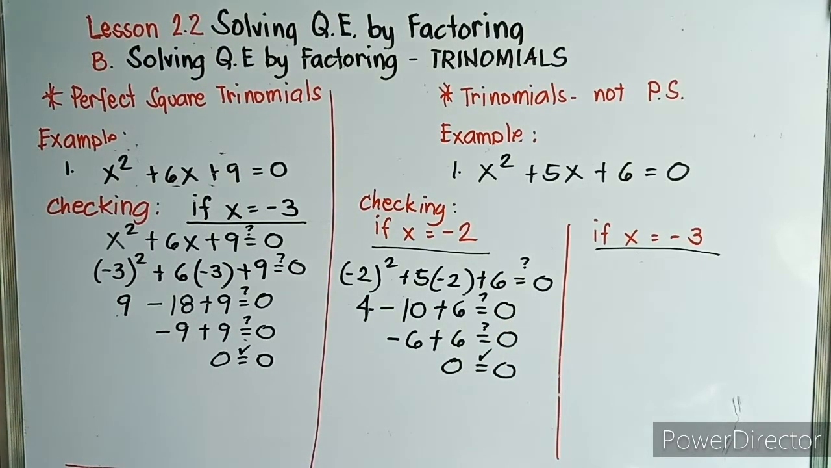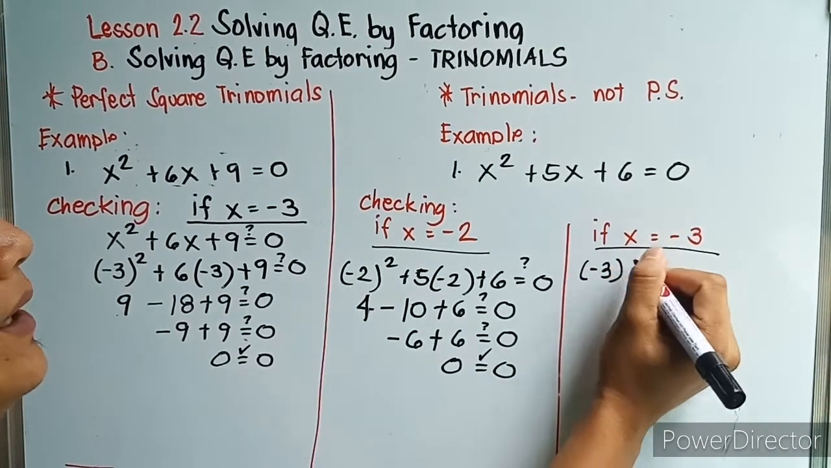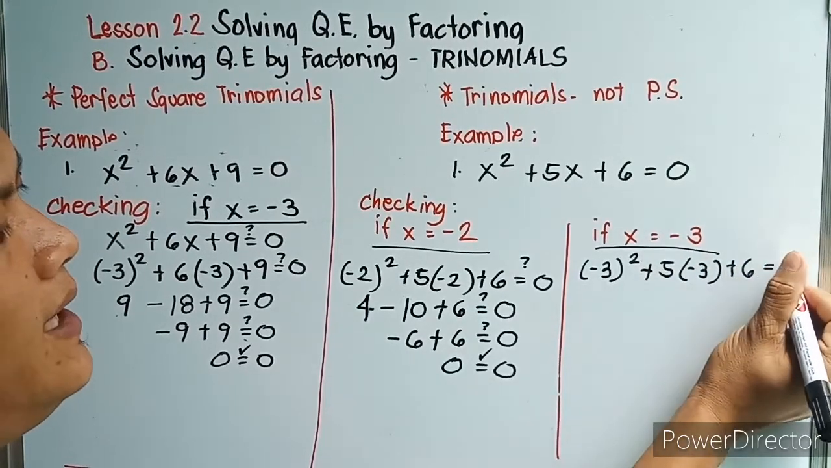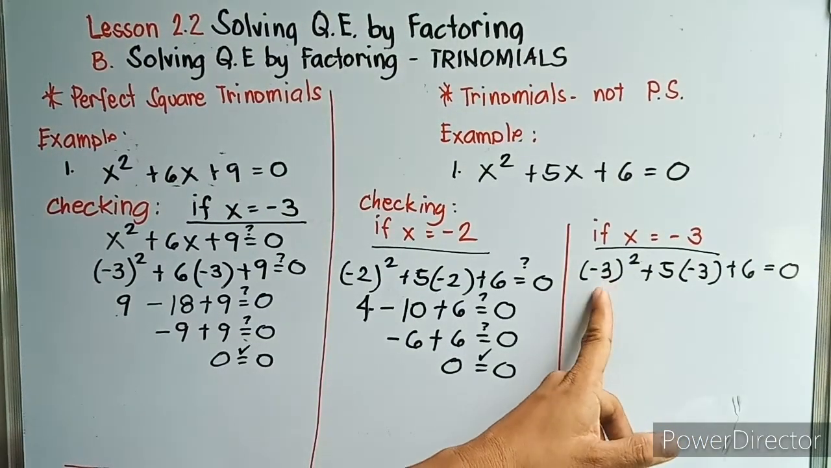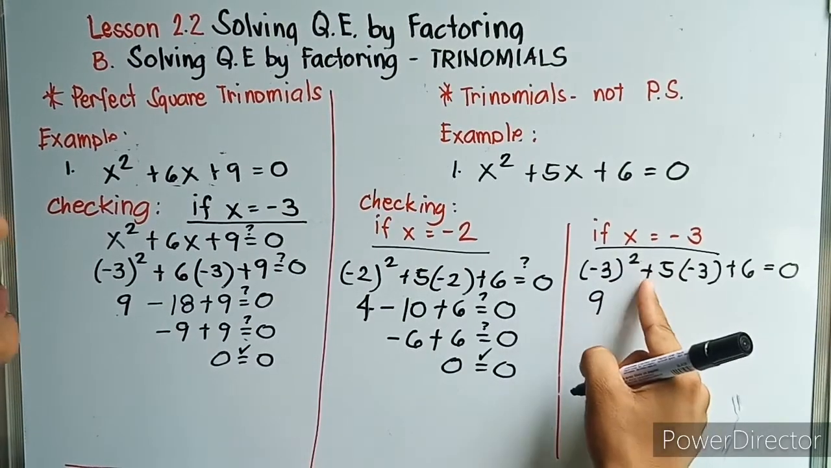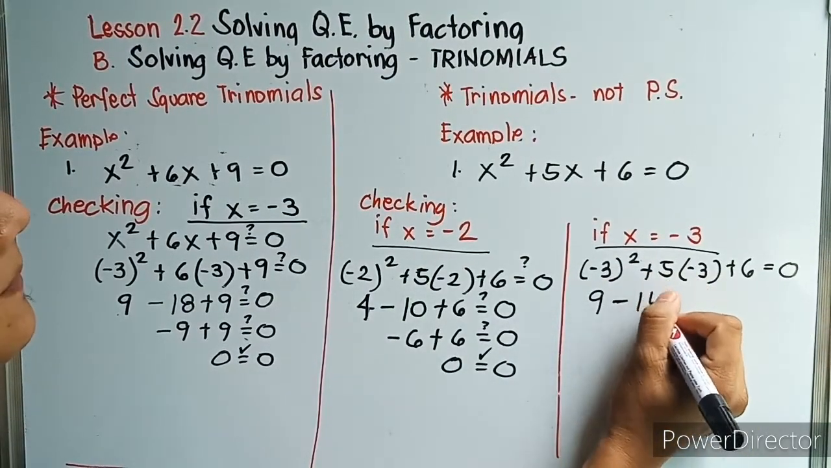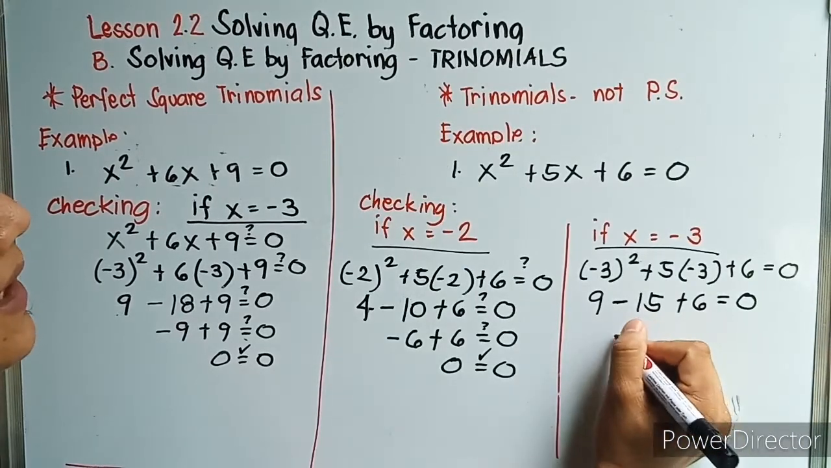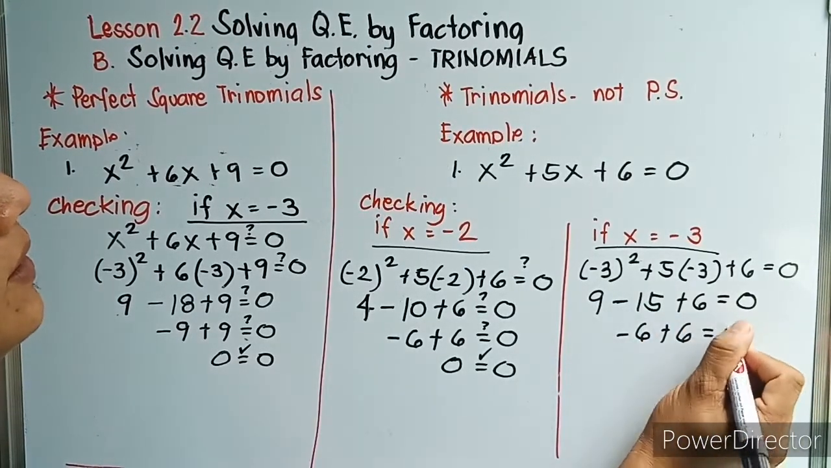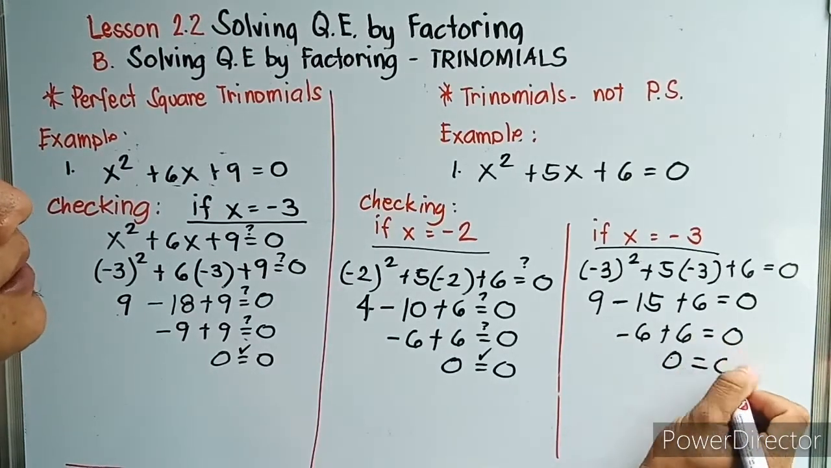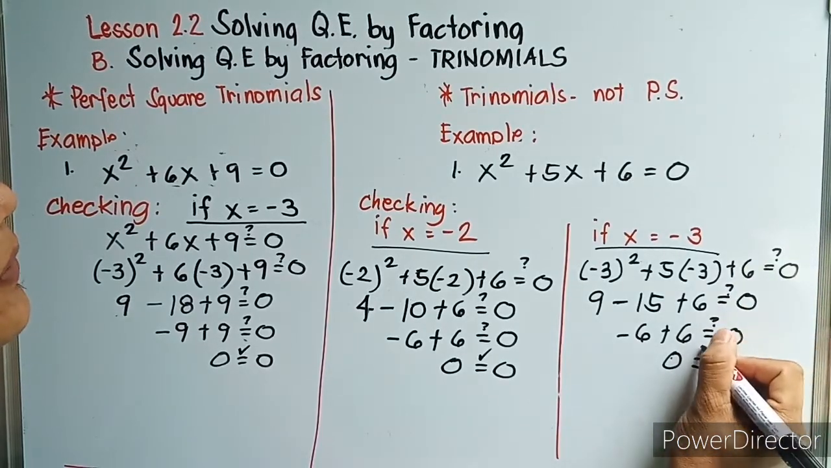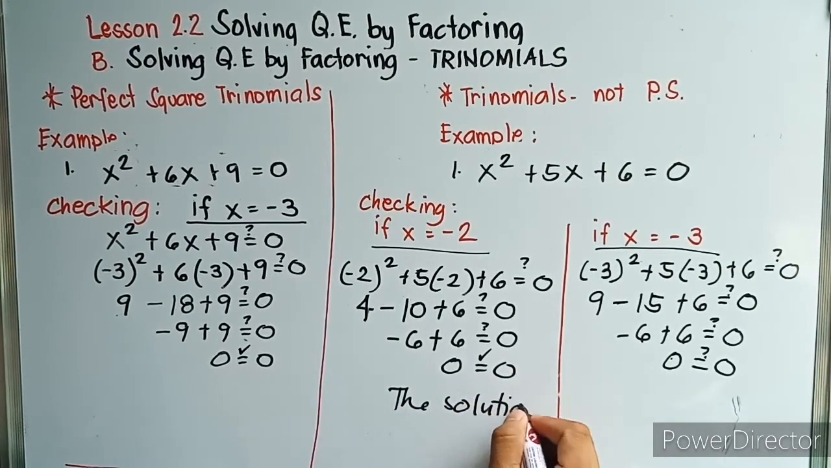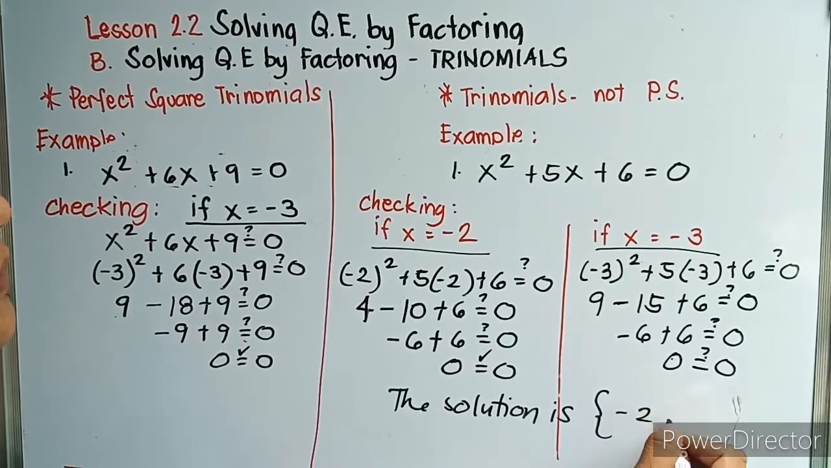Then if x equals negative 3, we have negative 3 squared plus 5 times negative 3 plus 6 equals 0. Negative 3 times negative 3 is positive 9. Positive 5 times negative 3 is negative 15. Then plus 6 equals 0. 9 minus 15 is negative 6. Plus 6 equals 0. So negative 6 plus 6 is 0, equals 0. Therefore, for number 2, the solution is negative 2, negative 3.